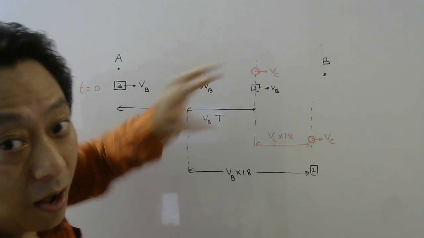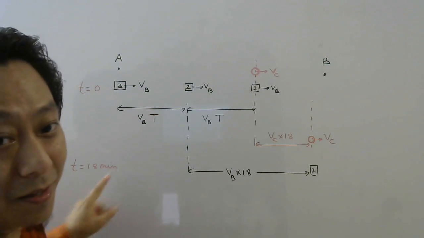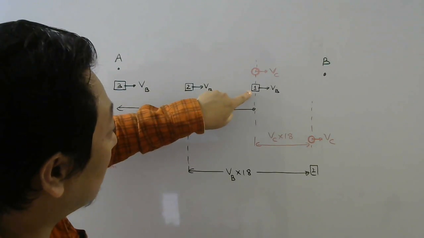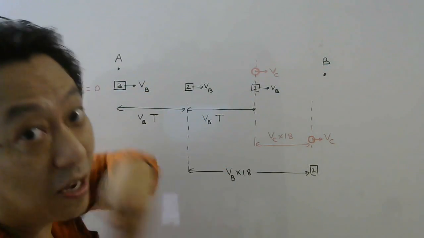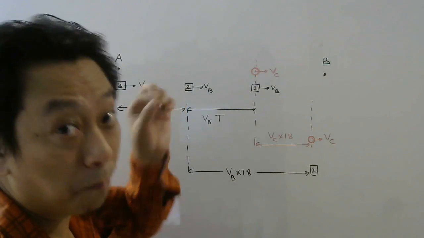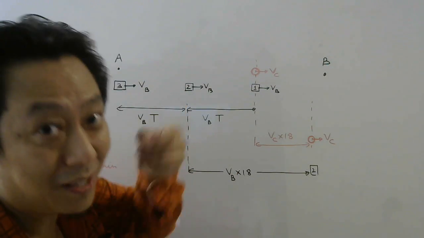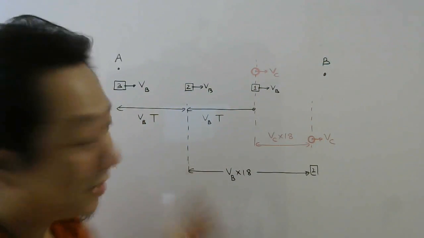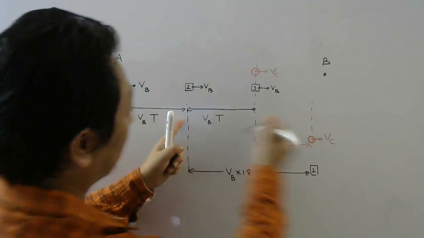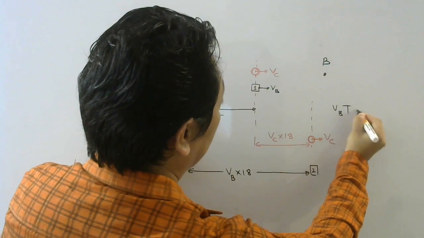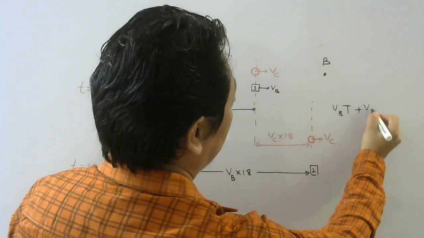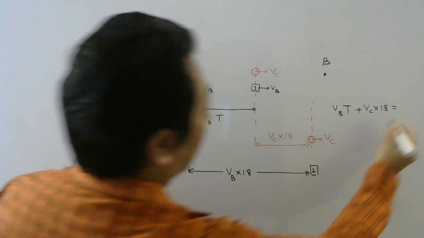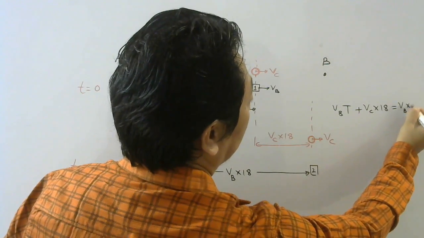So they told after every 18 minutes, the buses are crossing the cyclist, right? That means if the first bus is crossing the cyclist now, then after 18 minutes, the second bus must cross the cyclist. Which means in 18 minutes, if the cyclist reached here, the second bus should reach there, right? That means if you look at the diagram, this distance, which is VB into T, plus this distance, which is VC into 18 minutes, must equal this distance, which is VB into 18, right?